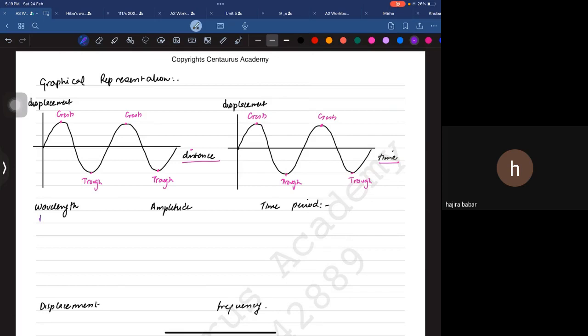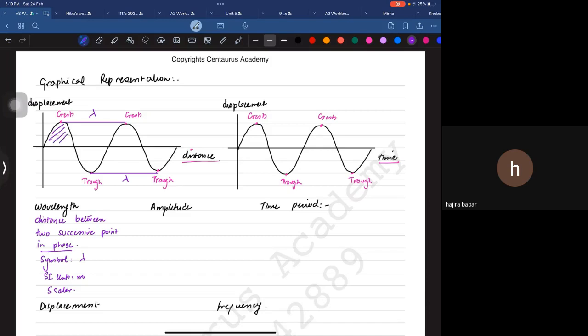Now, the first thing you'd like to find in any of these waves would be wavelength. That would be the distance between two successive points in phase. Now, this word in phase, I'm going to explain it a bit. But for now, just remember that the symbol for this is lambda, SI units of meters, and this is a scalar quantity. So if you go from crest to crest in distance wave, it will give you lambda. You could also go from trough to trough, that would be a lambda. Or you can just cover up one whole crest and one whole trough, that would also be lambda. The same distances you can try as well.